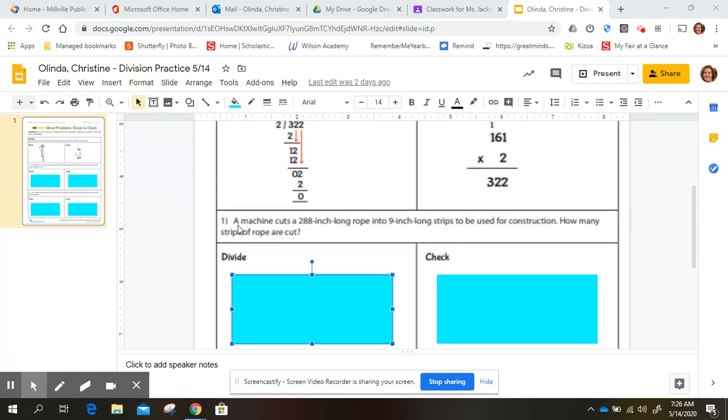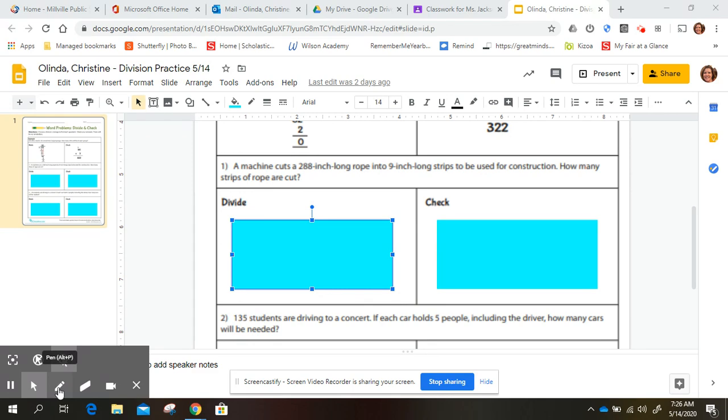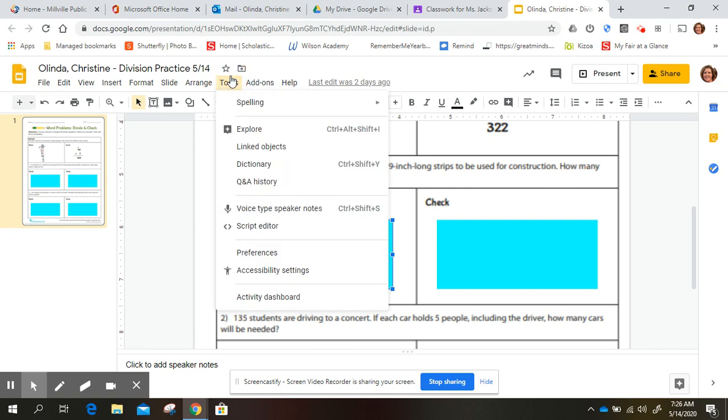Number one says, a machine cuts a 288-inch long rope into 9-inch long strips to be used for construction. How many strips of rope are cut? I'm going to use this drawing tool. I believe you all can just type the answer. I don't know if you'll be able to use a drawing tool or not. I think you all know better than I am.